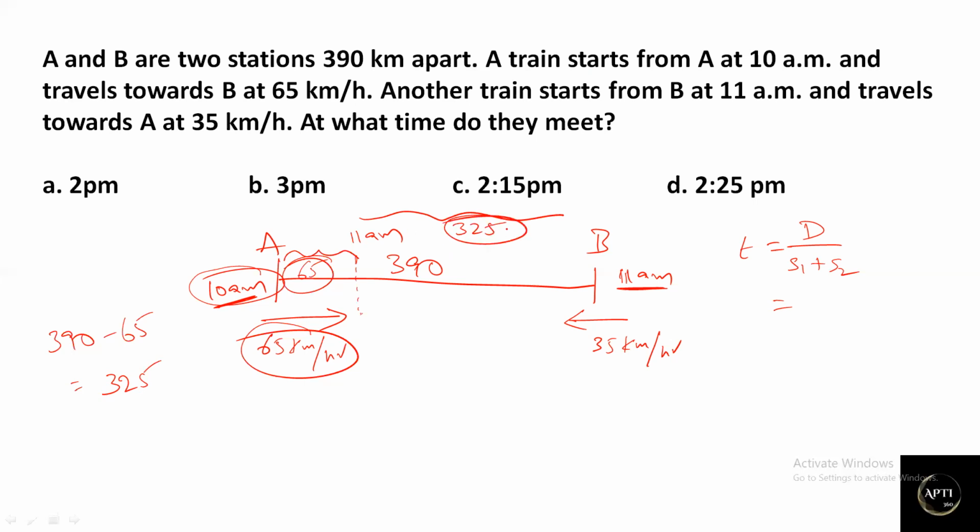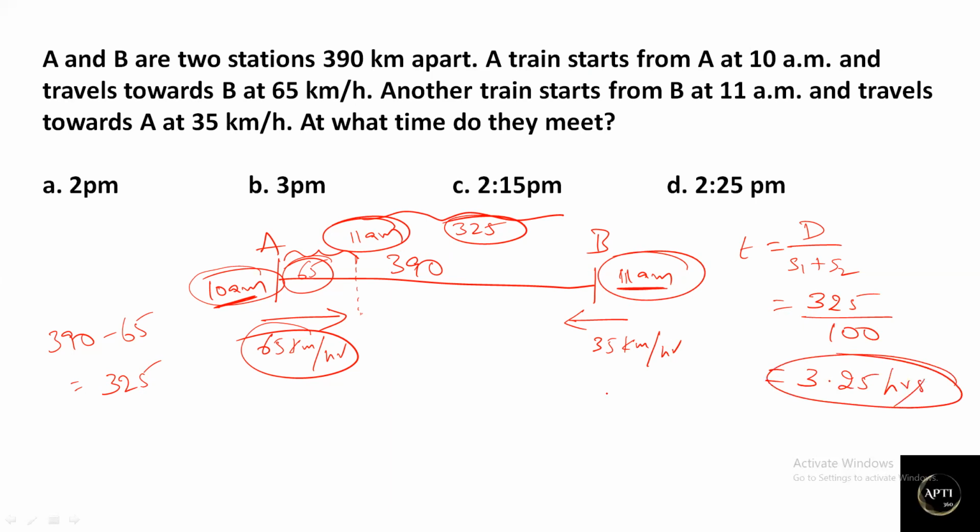Now the new distance is 325. Time is 11 a.m. here, and here also 11 a.m. Now we know both speeds as well. Distance is 325 divided by speeds: 65 plus 35 is 100, which is equal to 3.25 hours. This will be the final answer.